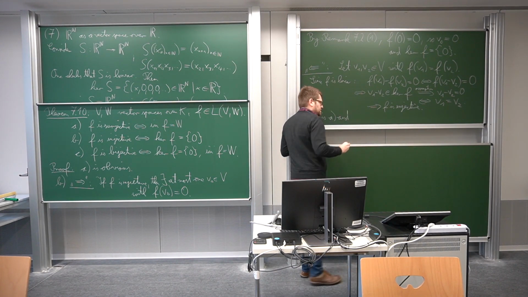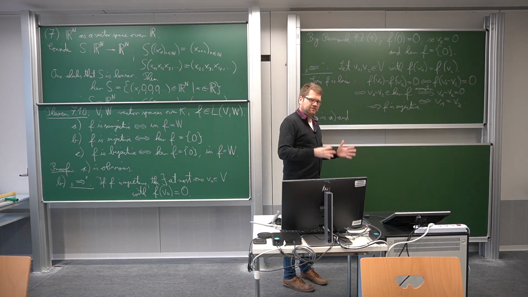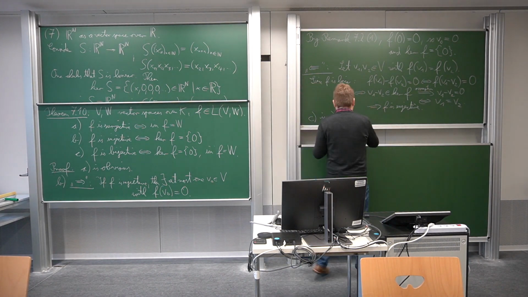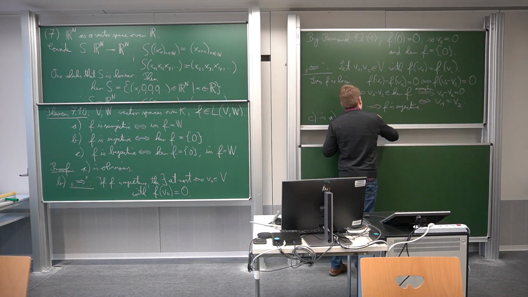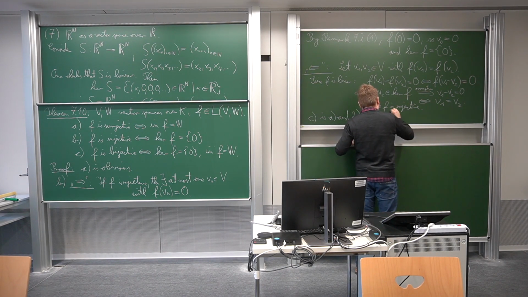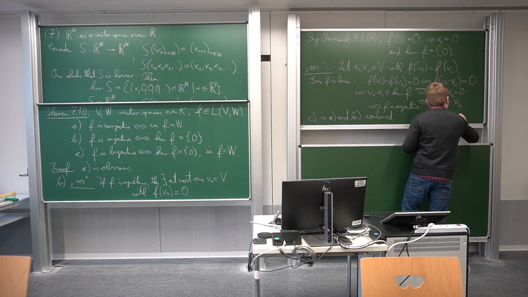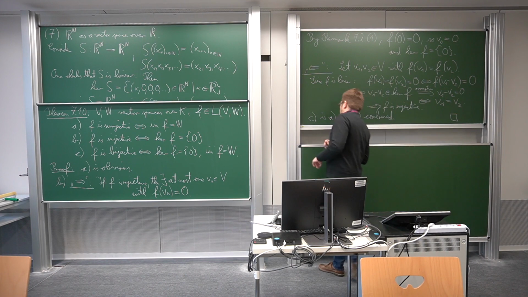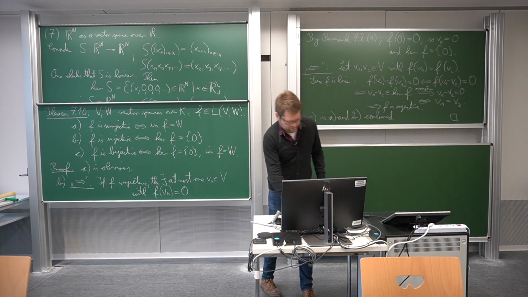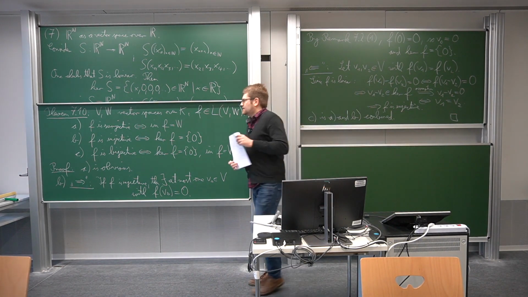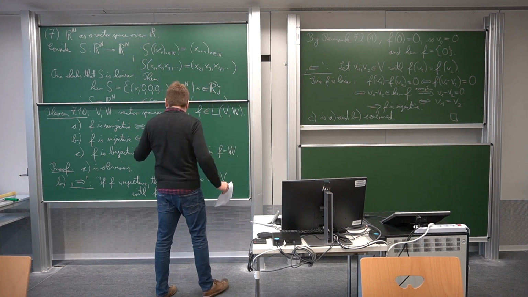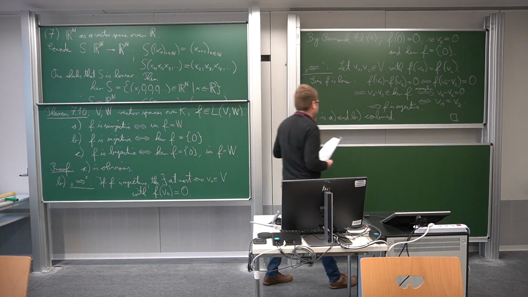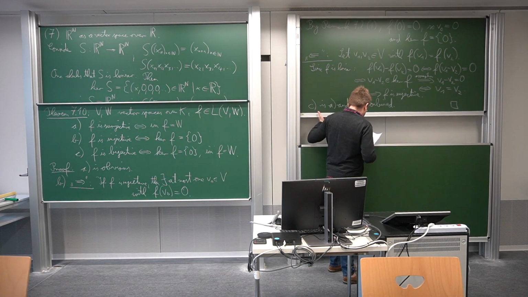Since the map is bijective, by definition it's injective and surjective, so we just need to combine these two assertions. Okay, this completes the proof. So we can discuss injectivity, surjectivity, and so on in terms of kernel and image. This is what we will do plenty of times.